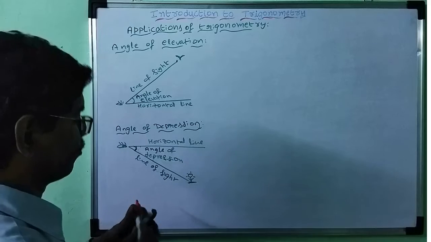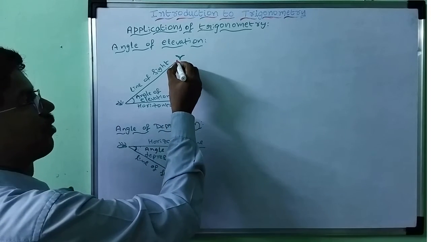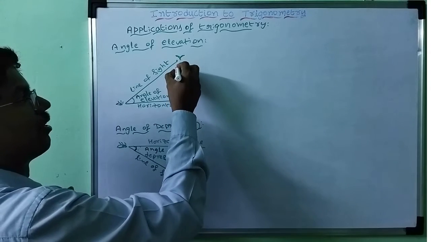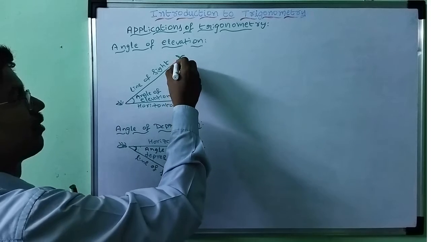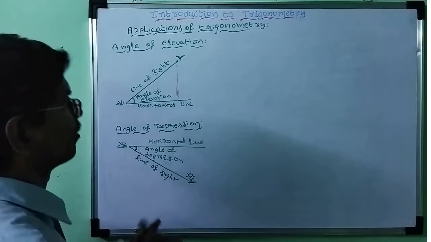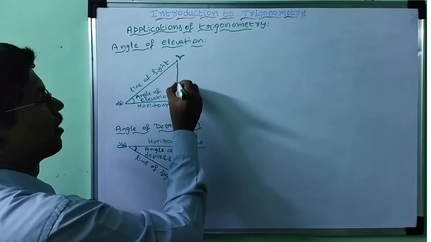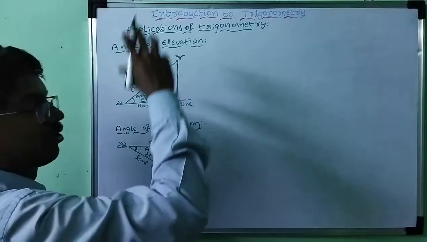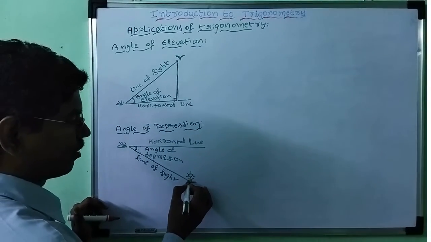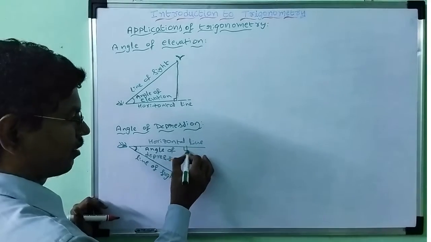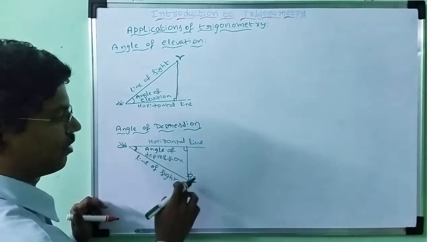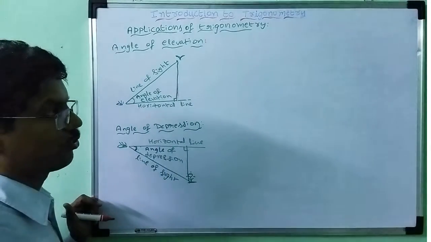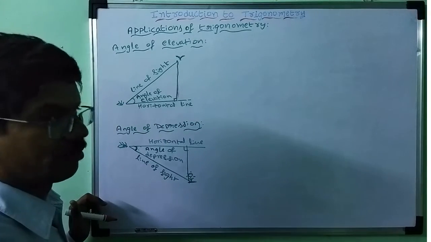Finally, from the object, if you drop a perpendicular to the horizontal line, like this, it will form a right angle triangle. And then we have to apply trigonometric ratios. We have to represent these three vertices with the capital letters A, B, C, and then we apply trigonometric ratios. Then we can get the simplification of questions there.